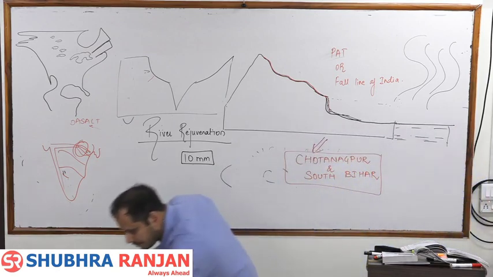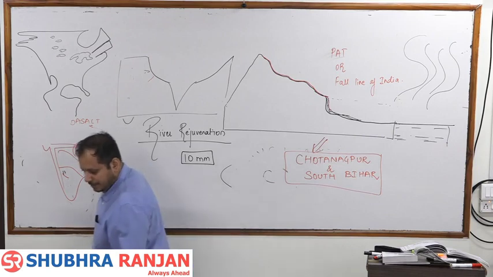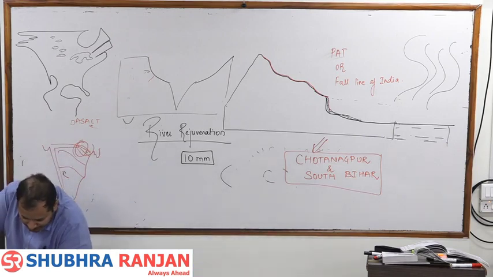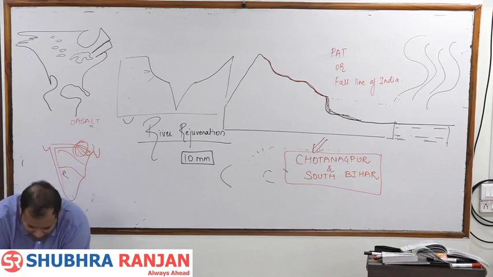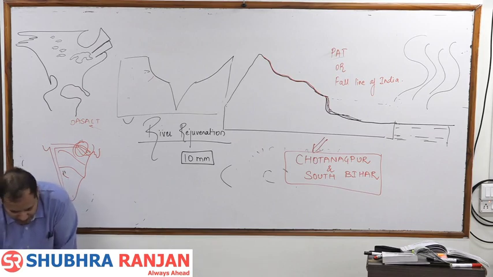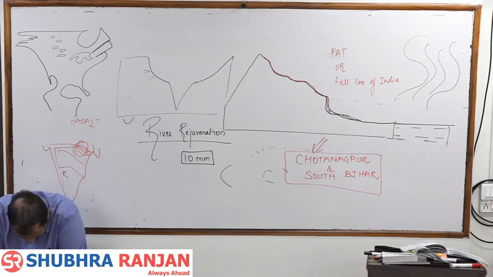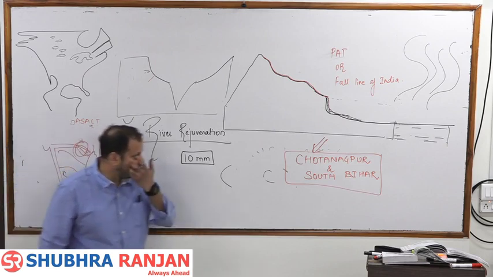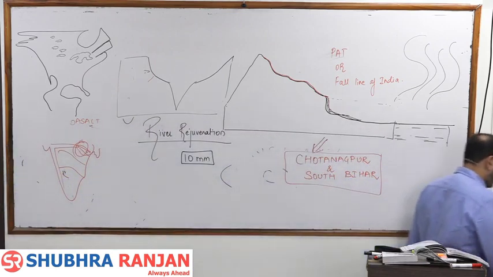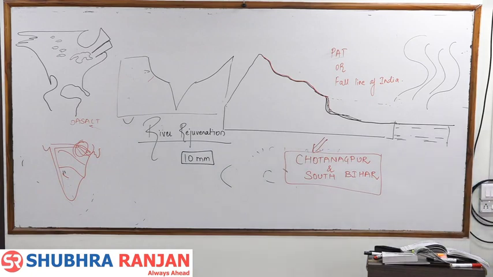So, river rejuvenation, subsequent river rejuvenation, that is increase in the erosion capacity of a river. ये अलग से हम टॉपिक पढ़ेंगे. It is in our syllabus separately. Increase in the erosion capacity of a river. Erosion capacity, intensity भी, capacity भी of a river. Or in other words, old topography becomes young again.